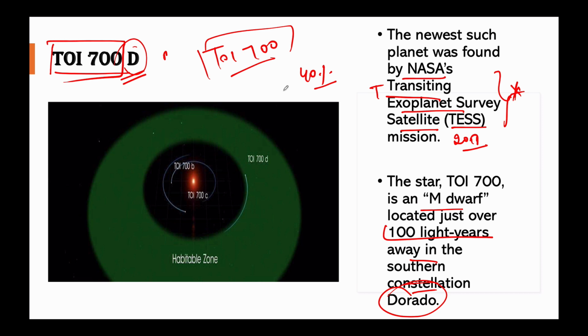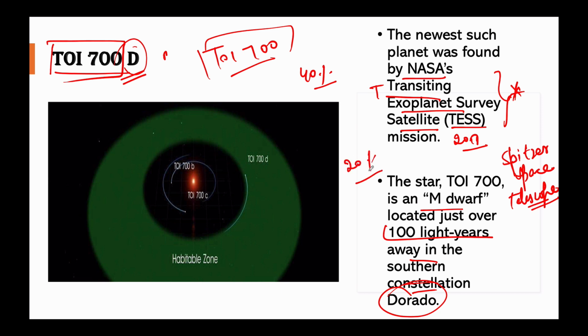The find was confirmed using a telescope. I will write the name of the telescope, that is Spitzer, because it could be asked in your exam. Spitzer Space Telescope. You should remember the name of the telescope. This Spitzer Space Telescope has confirmed this, and sharpened the measurements that TESS had made, such as orbital period and the size. Now coming to this planet TOI 700d, it measures 20% larger than Earth.